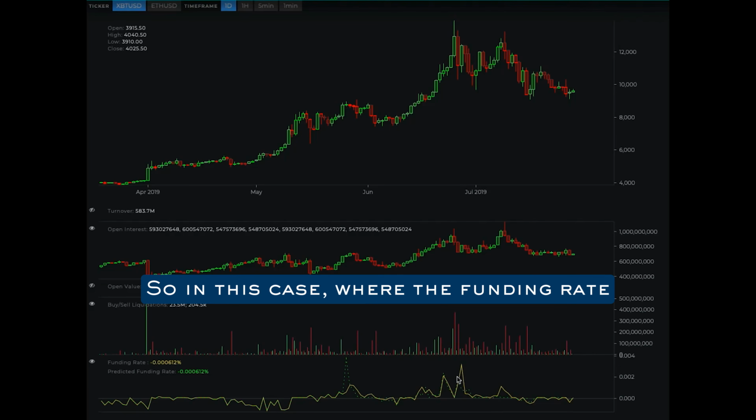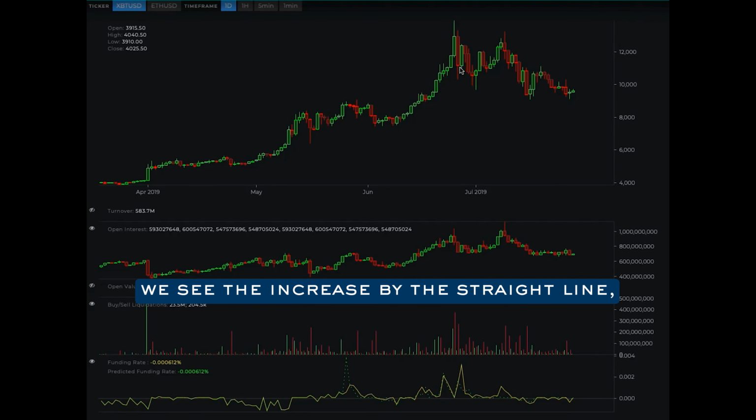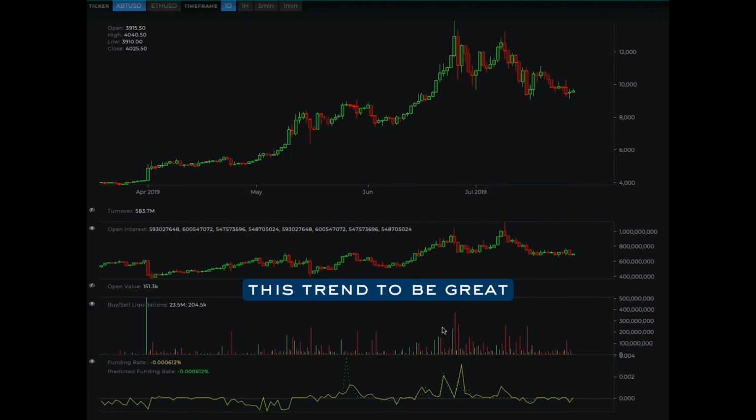So in this case where the funding rate is extremely positive, you can see that coincides with our top. This peak right here, we see the increase. If I had a straight line in this chart, it'd be great. We see the increase in the actual funding rate, indicating that in order to get this value back down to the underlying spot price, longs would potentially have to close out and take the other side of the trade in order to move this price down.